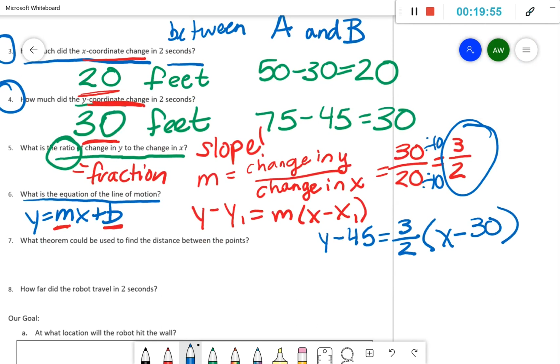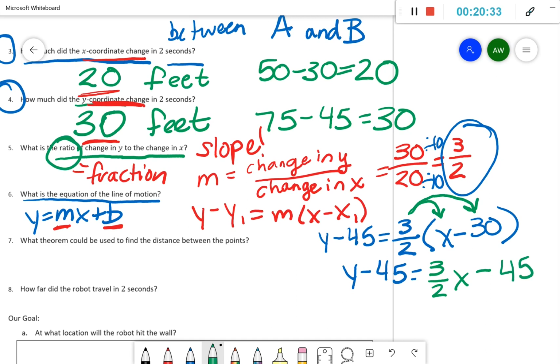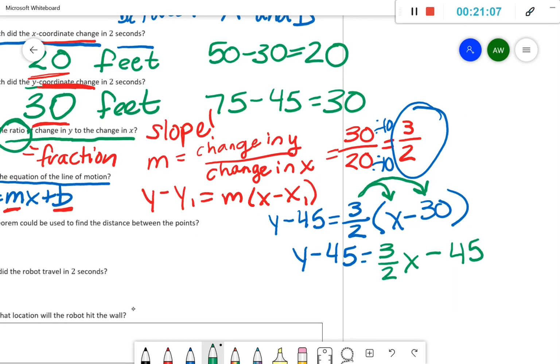Now, if I do this math, the first thing I need to do is distribute my 3/2 into my parentheses. So I have y minus 45 is equal to, remember we're using the distribution property here, 3 over 2x. Then I need to do 3 over 2 times 30. If I put this into my calculator or if I do it by hand, I'll see that I'm going to take that 30, divide it by 2. That gives me 15. Multiply that by 3, I actually get 45. And to solve for y, to get y by itself, I want to add that 45 to both sides.